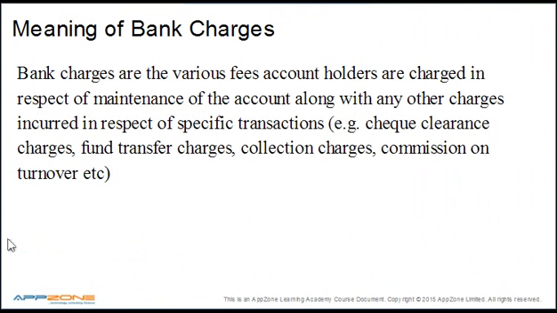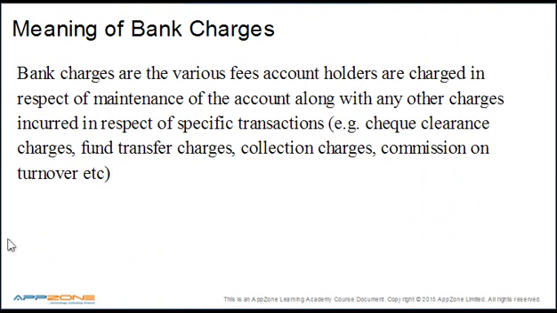Now, bank charges, we say bank charges are the various fees account holders are charged in respect of maintenance of the account, along with any other charges incurred in respect of specific transactions. And we mention examples here. So let's take the first example.